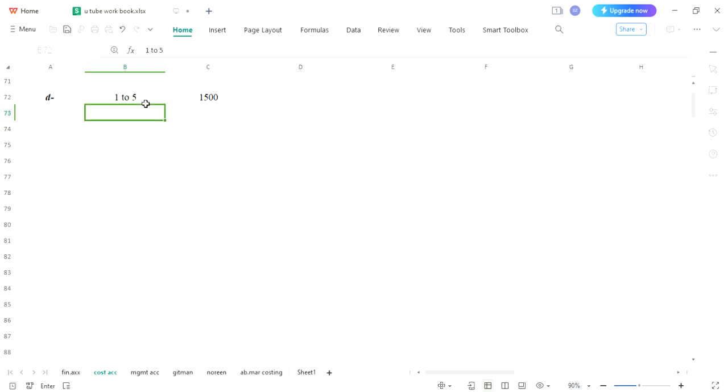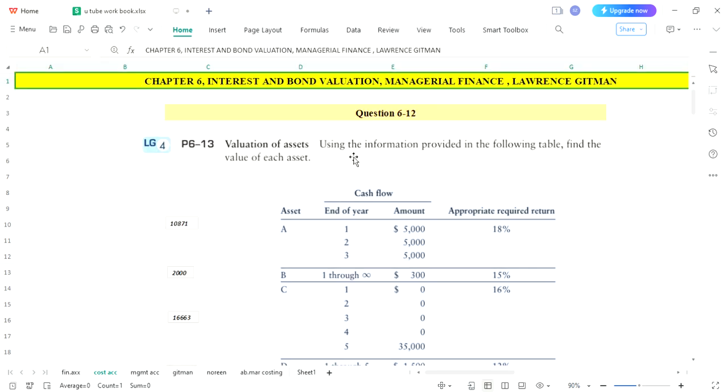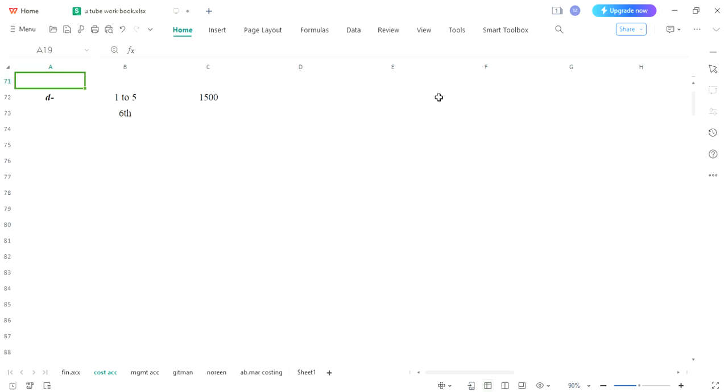And your 6th cash flow does have a value. Your 6th is having 8500. Just note it down, 8500. My system is a little slow, and 16% is the required rate of return. Just note it down. Let's check if it is 16%.